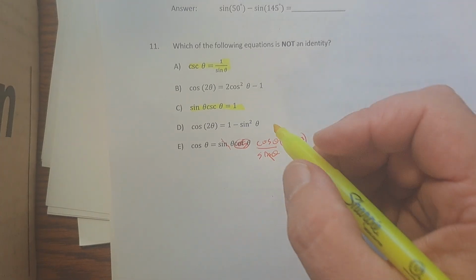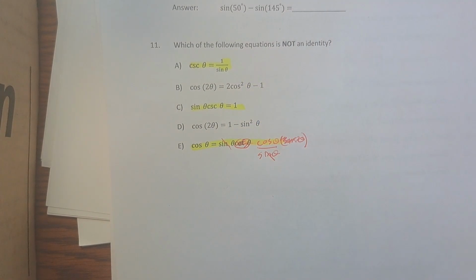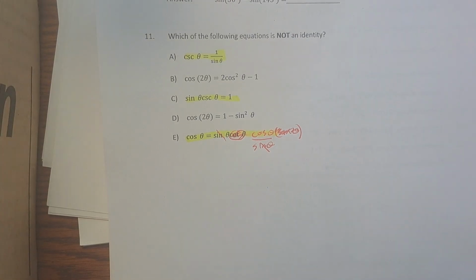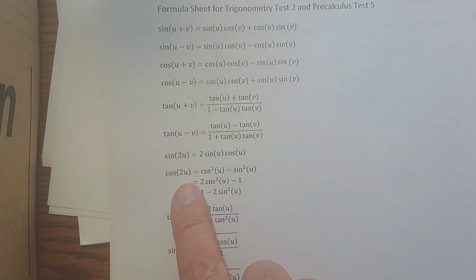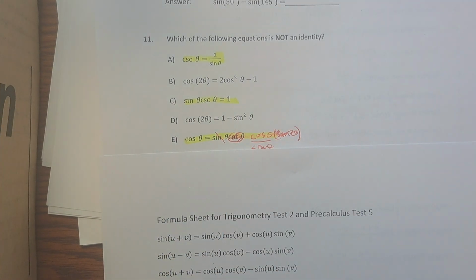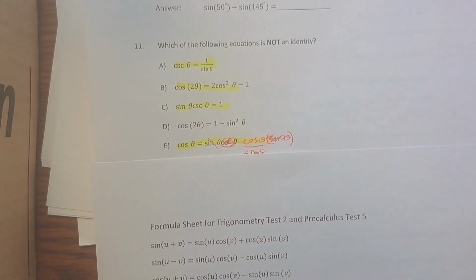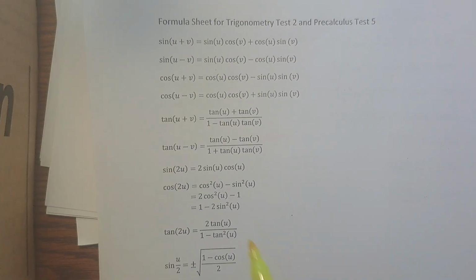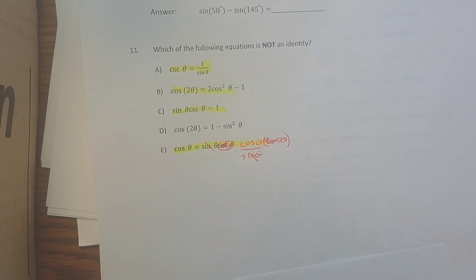So the only possibilities for the one that's wrong are these two. And it's a double angle one, and that's actually in the handout. So it's for the cosine of 2 theta. According to the handout, the cosine of 2 theta is 2 cosine squared theta minus 1, which is this one. So that one's got to be okay. And this one says 1 minus sine squared theta. And that is not what it is. It's 1 minus 2 sine squared theta. So this is the one that's wrong.